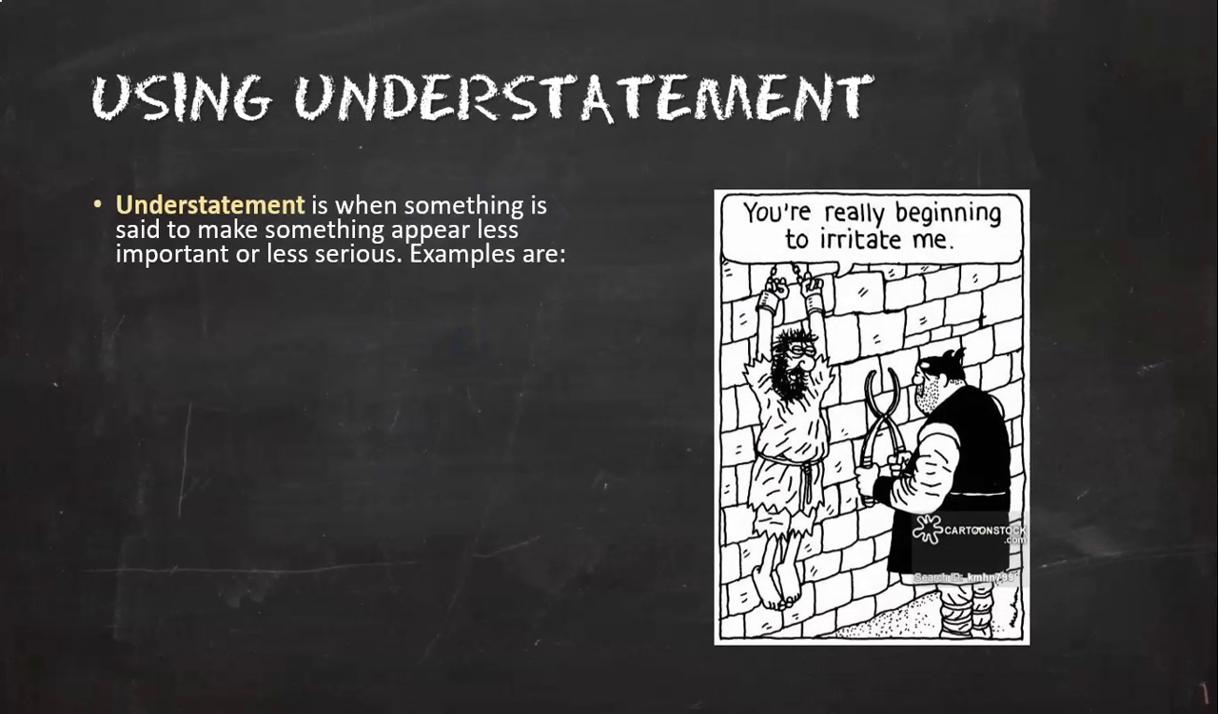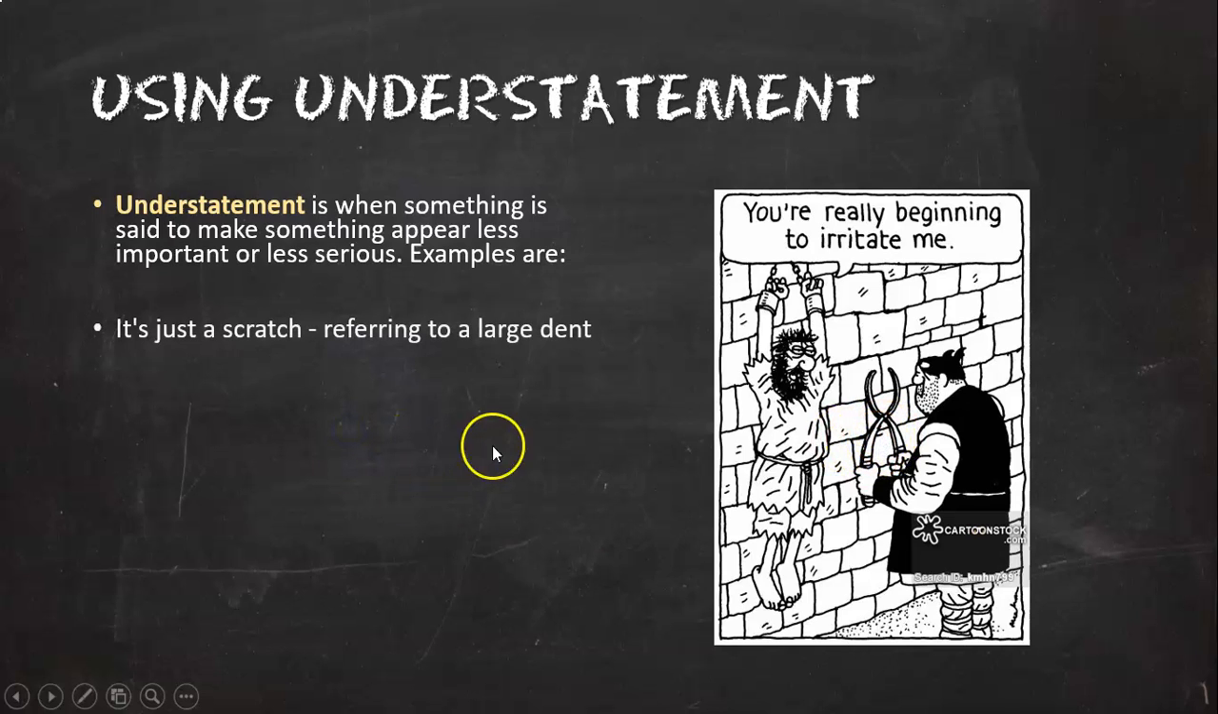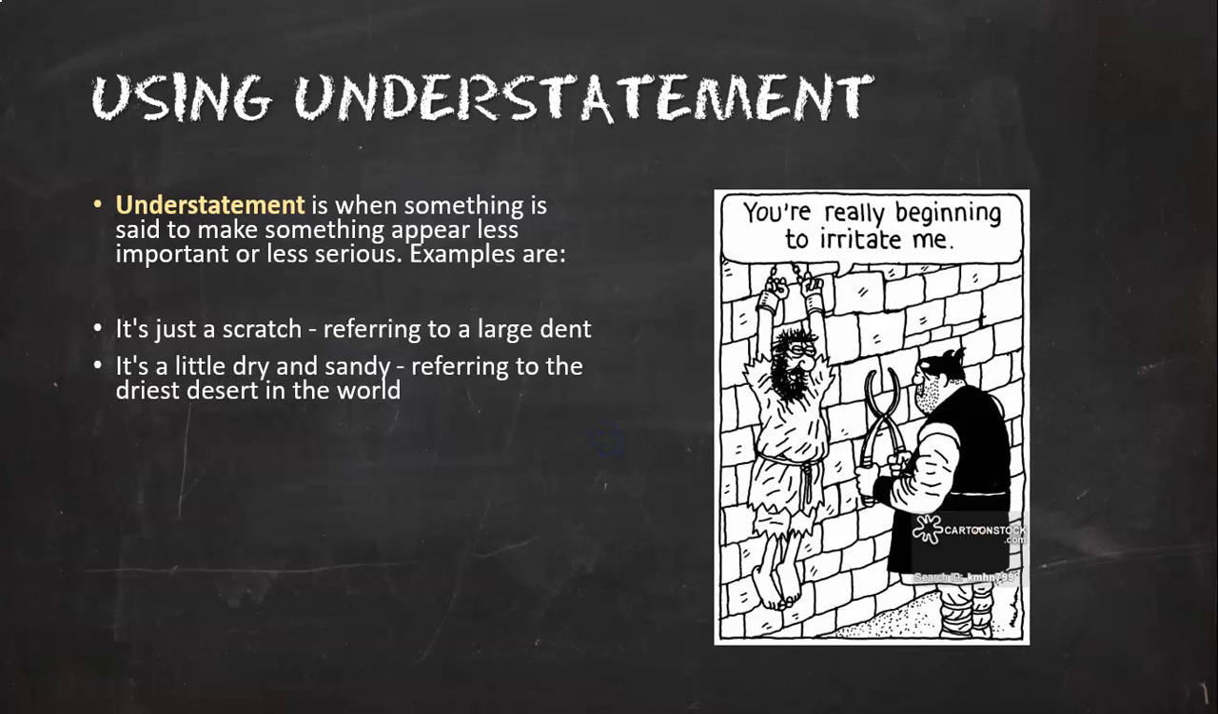Now, here's another one that's really cool. Understatement. Understatement is when something is said to make something appear less important or less serious than it really is. Like this guy, he's in prison, he's about to get hurt. He's saying, you're really beginning to irritate me. Like he doesn't care that he's about to get mistreated with that thing. Or you could say, it's just a scratch, referring to a large dent in a car. Or you could say, it's a little dry and sandy, referring to the driest desert in the world.